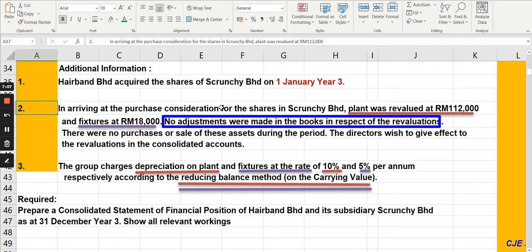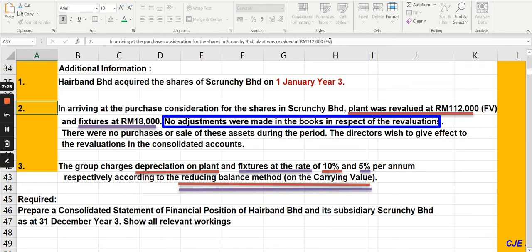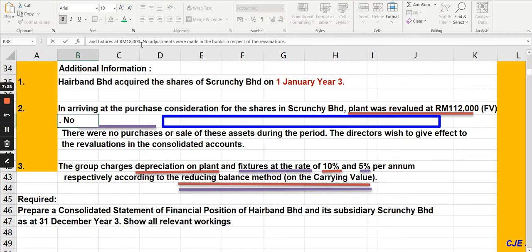In arriving at the purchase consideration for the shares in Scrunchy Berhad, plant was revalued at 112,000, meaning that the fair value was 112,000. So this is the information regarding the fair value. I put here FV, fair value. Okay, and the fixtures was also revalued, at 18,000. So 18,000 was also the fair value.